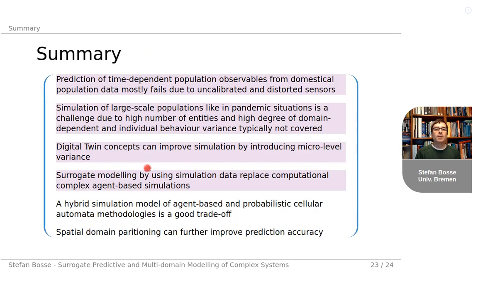Okay, and a hybrid simulation model of agent-based and probabilistic context-based cellular automata methodologies is a good trade-off, and special domain partition is recommended and can further improve prediction accuracy, as you have seen. One model of one terrestrial domain can be applied to another terrestrial domain.